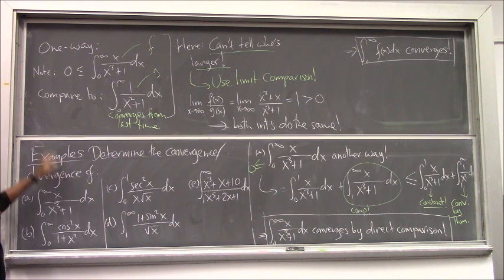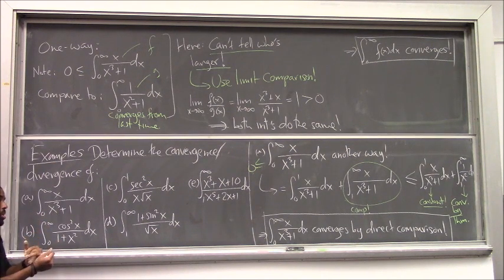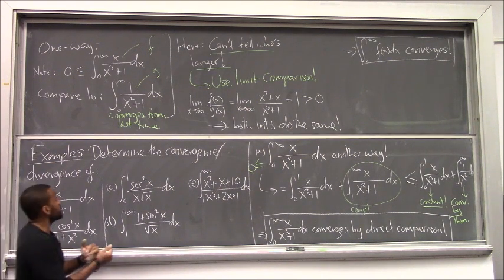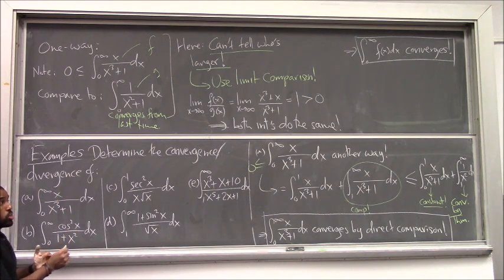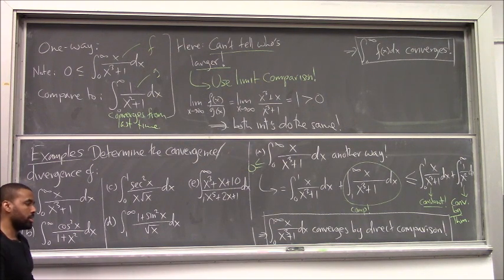You also need to know, so for direct comparison, it also requires that you're continuous on the interval, and it requires that you know who's bigger than who. Limit comparison requires that you're continuous on the interval, but it doesn't care who's bigger than who. Things like that you should know.